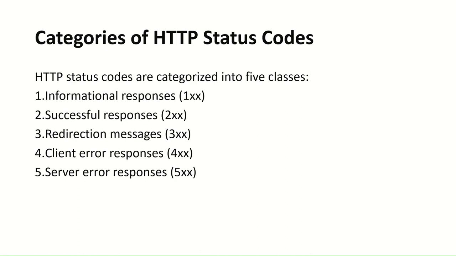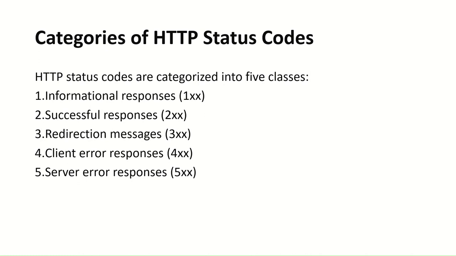We have the 3xx class, which returns redirectional messages. We have the 4xx class, which returns client error responses. We have the 5xx class, which returns server error responses. So these are the 5 categories of HTTP status codes that are present as of now, and that is what we are going to discuss in this video. Practically, we'll also try to see those things as well.